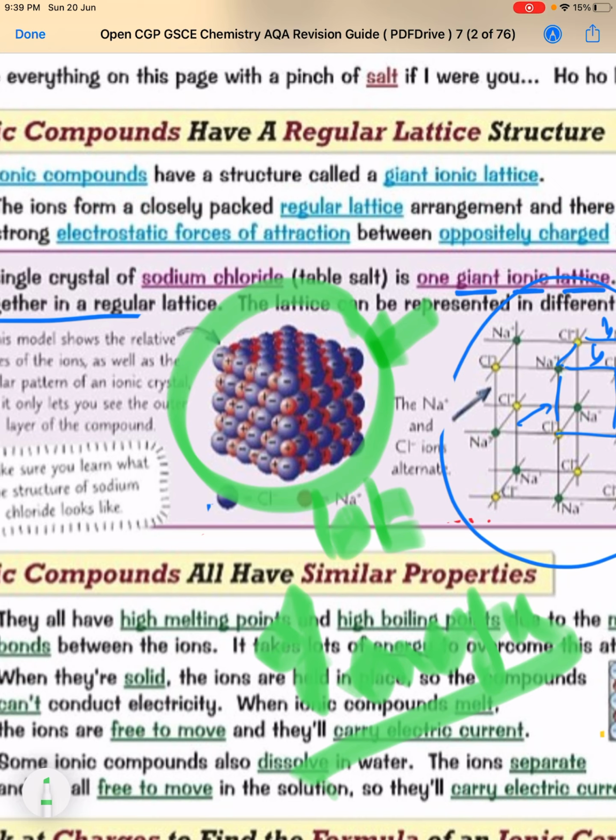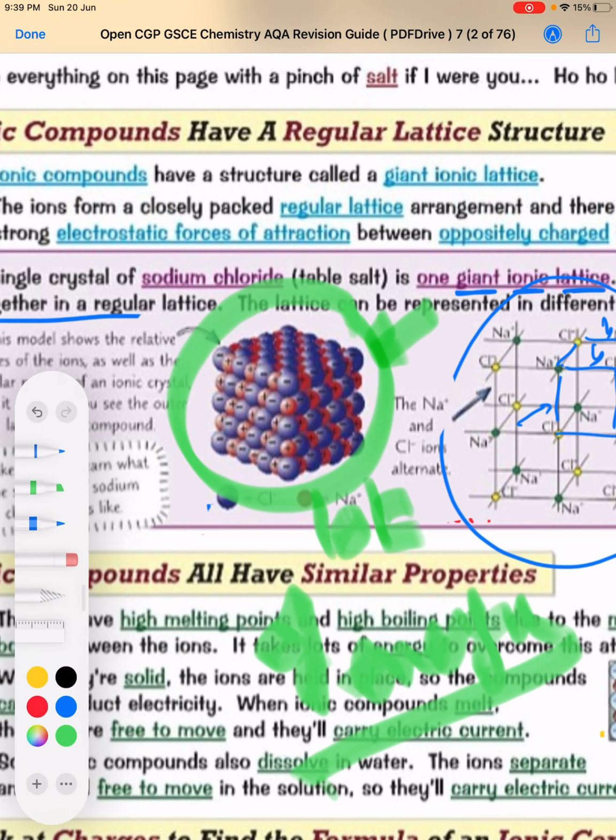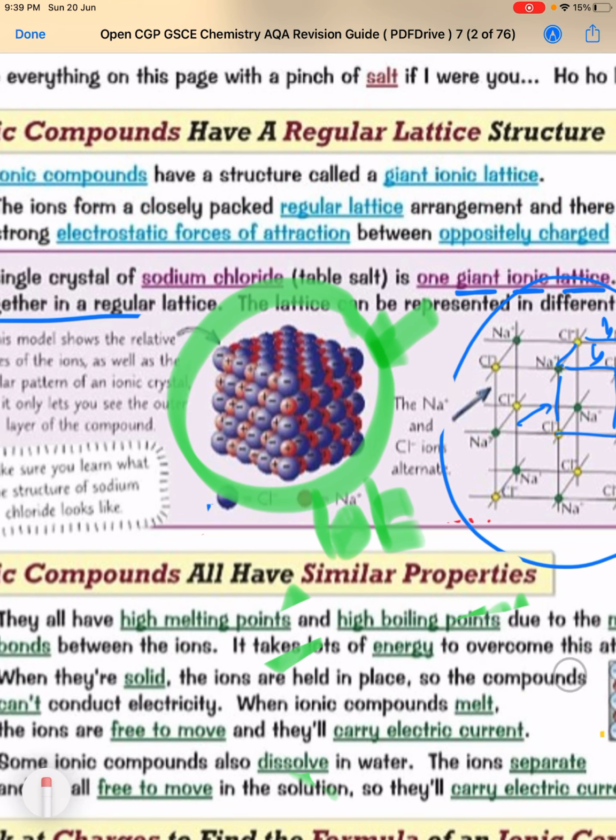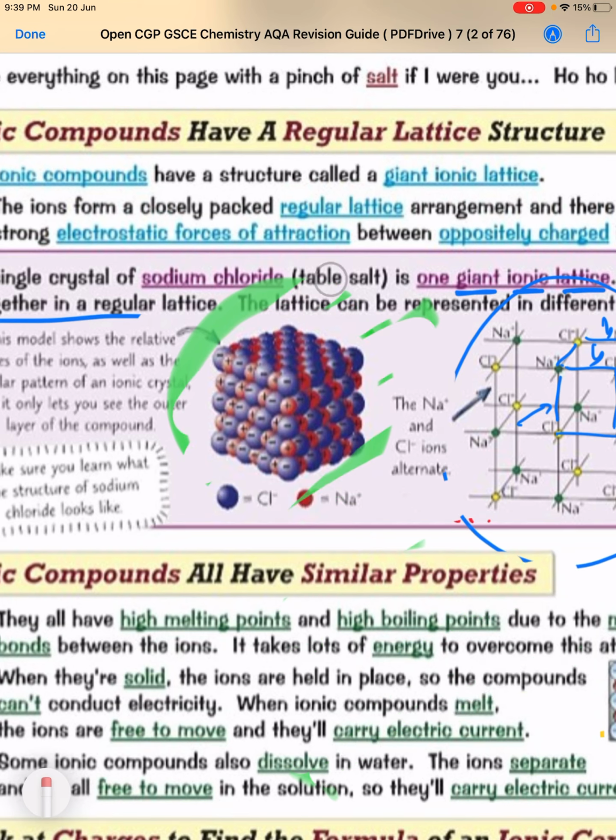So I would conclude that the boiling and melting points of ionic compounds are high, which is one of the main properties of ionic compounds.